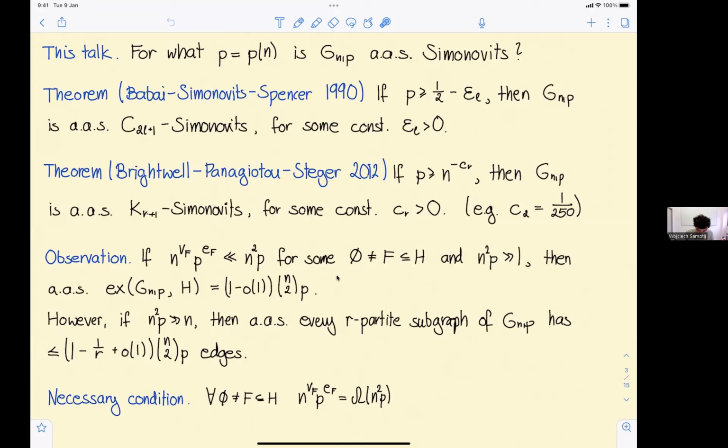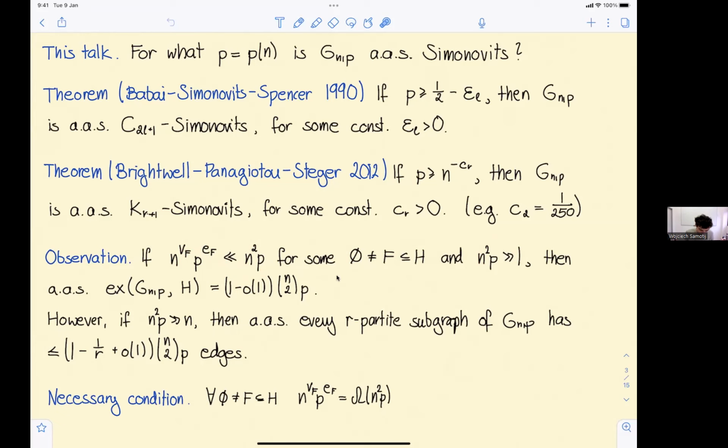Suppose that H contains some subgraph, let's call it F, so that the expected number of copies of this subgraph, which is of the order of n to the number of vertices of F times p to the number of edges of F, is asymptotically smaller than the expected number of edges, n squared p. And moreover, I will assume that n squared p tends to infinity, otherwise the graph is expected to have a constant number of edges. The problem is not interesting.